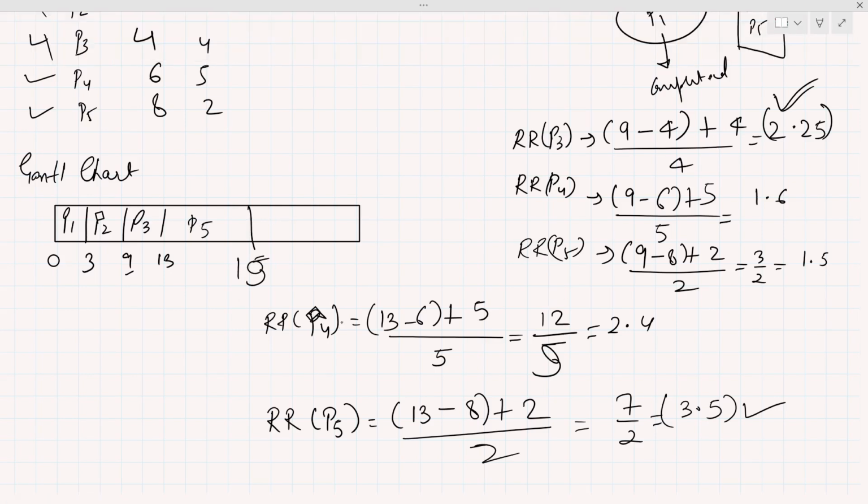After that, what do we have to do? We have only one process left, which is P4, so there is no need to do anything. Its burst time is 5, so it becomes 20. This is how the Gantt chart is basically made.